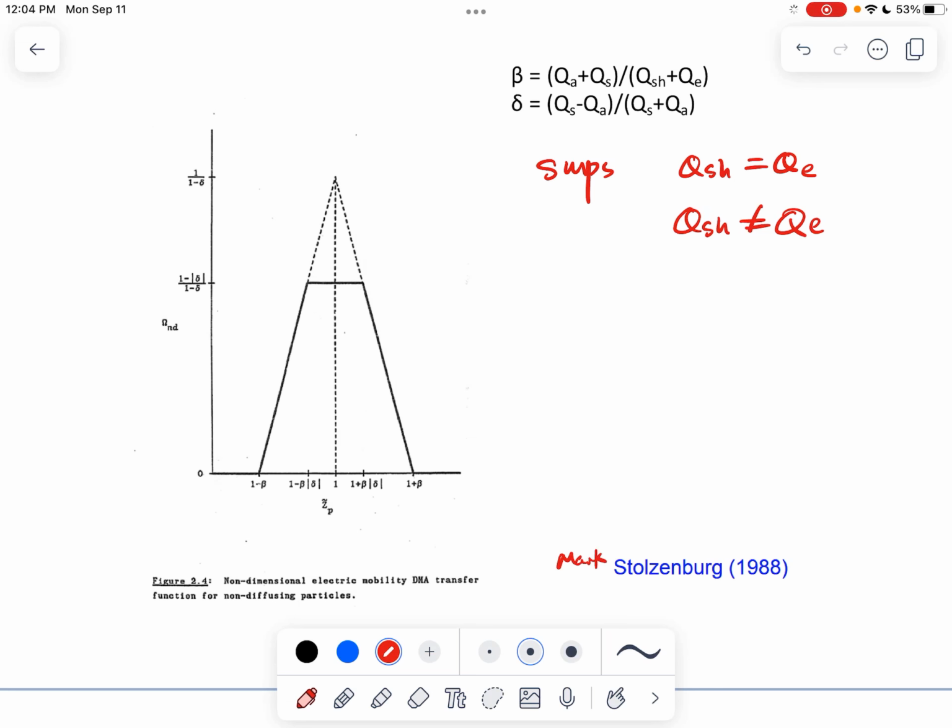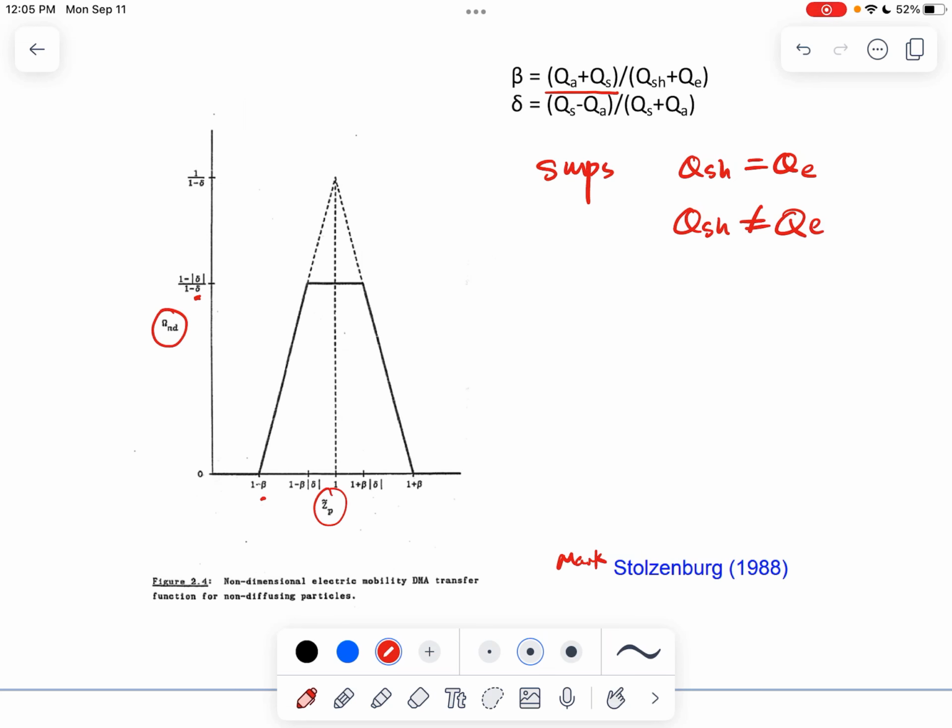So just to summarize these non-ideal conditions, these different flow rate conditions, Mark Stolzenburg from University of Minnesota published his PhD thesis trying to summarize how the non-diffusing transfer function depends on the normalized electrical mobility. You can see that under certain conditions you could have this ideal triangular-shaped transfer function, but most of the time it's going to be trapezoidal, right? And it's dependent on certain parameters, for example the delta term here and the beta term here.